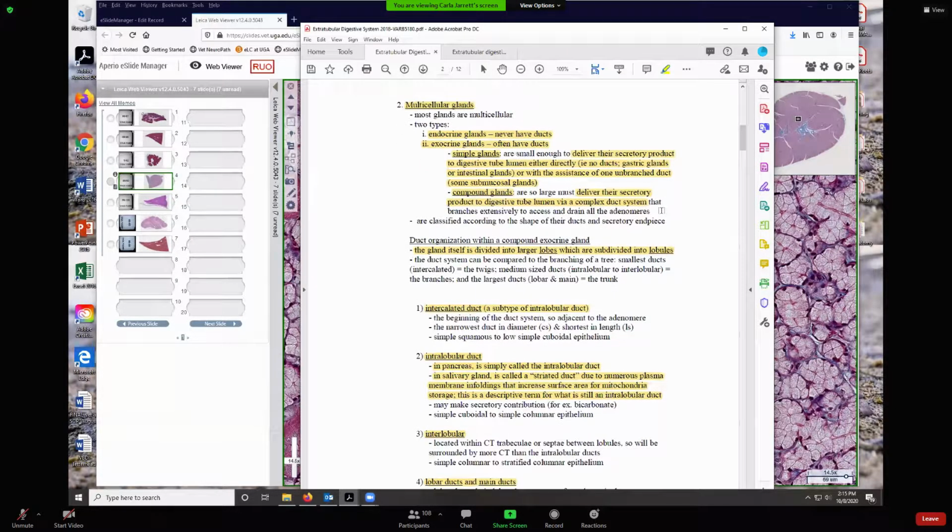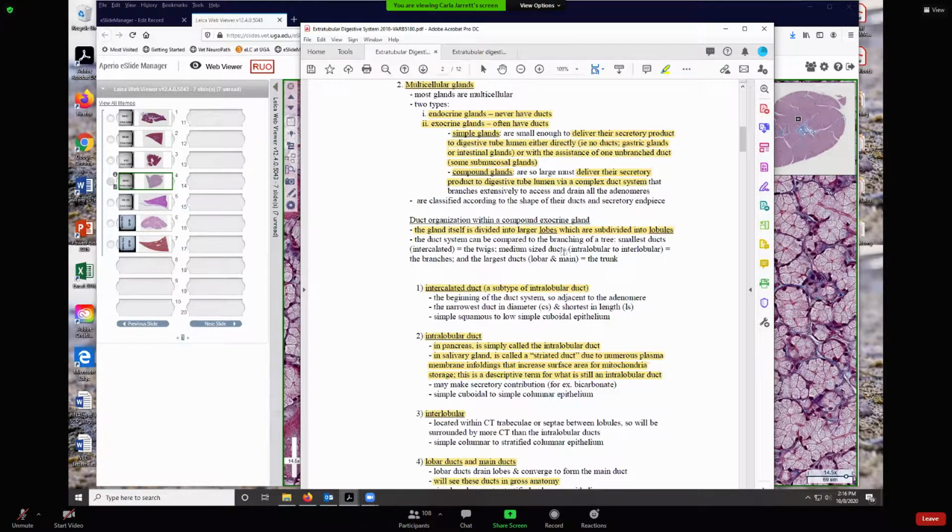branch. Today, we're going to look at compound glands, and they're so big and so complex that they have to have branching ducts to get to every little adenomere, every little secretory unit, and drain all of those. And all those ducts will converge together to form the major ducts of the gland.